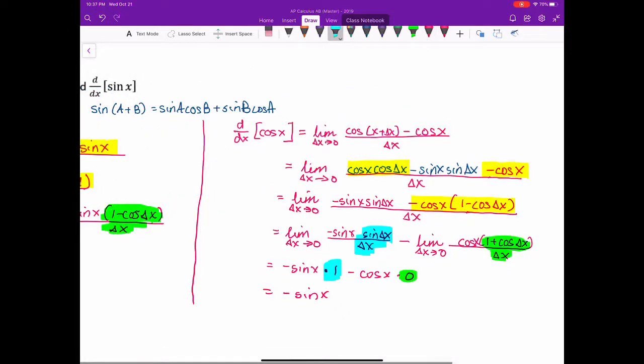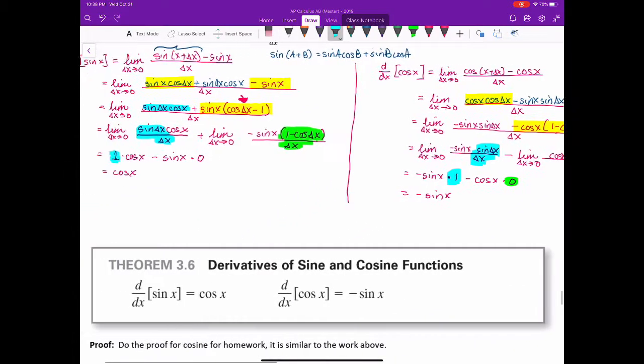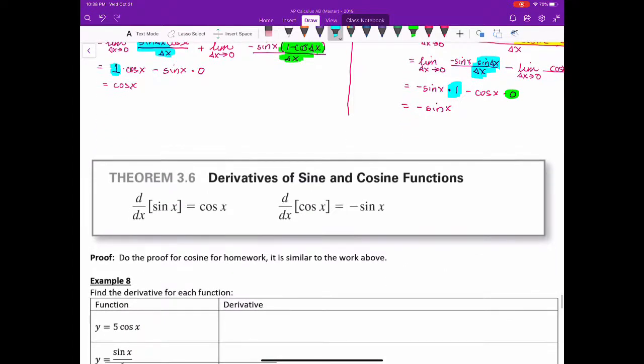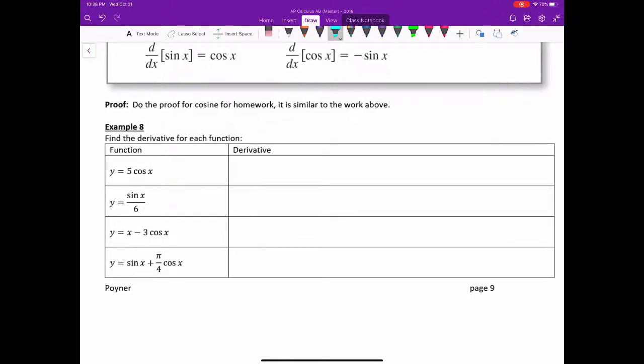Hopefully you were able to prove to yourself that the derivative of cosine of x is equal to negative sine of x using the limit definition. And that's the theorem. We just did the proof. So we did it a little bit backwards. Instead of giving you the theorem first and then proving it, you derived the theorem, and here we have it. So do the proof for cosine, we just did it. And then we have example 8, find the derivative for each of those functions.